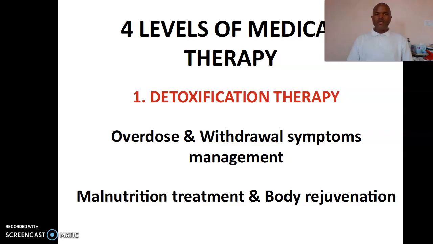And those are signs of overdose, which we also treat during the initial stage of rehabilitation called detoxification therapy. Also, in detoxification therapy, we treat malnutrition, which is a common manifestation of addiction because addicts usually do not eat well. And so they suffer a global malnutrition, and we replace lost nutrients and items of nutrition so that we treat malnutrition and rejuvenate the body.